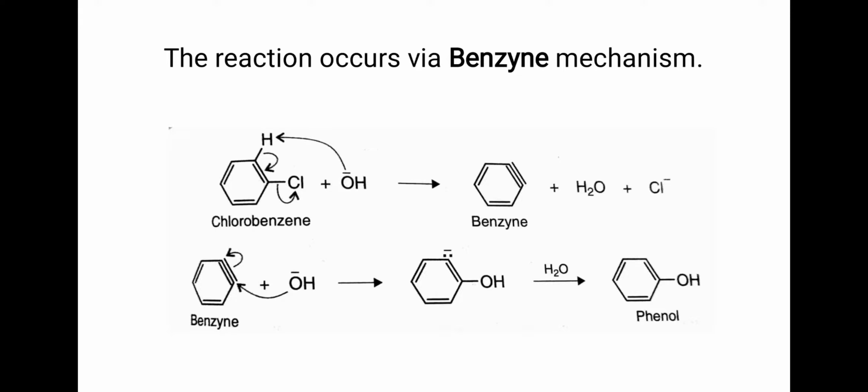So if someone asks you what kind of mechanism is followed in Dows process, the answer will be benzyne kind of mechanism. After benzyne is treated again with sodium hydroxide, this kind of substitution takes place, and on substitution, finally after the workup process, the product will be phenol, as you can see in this particular benzyne mechanism.